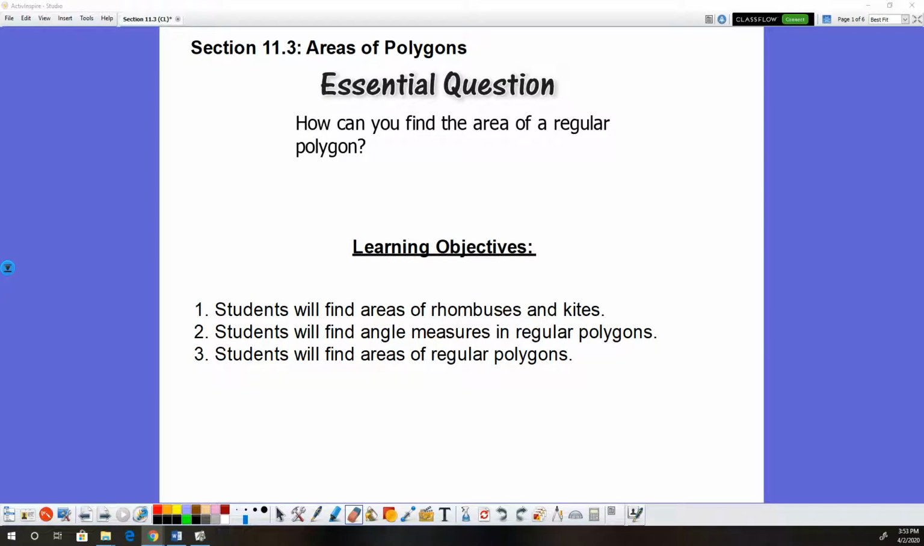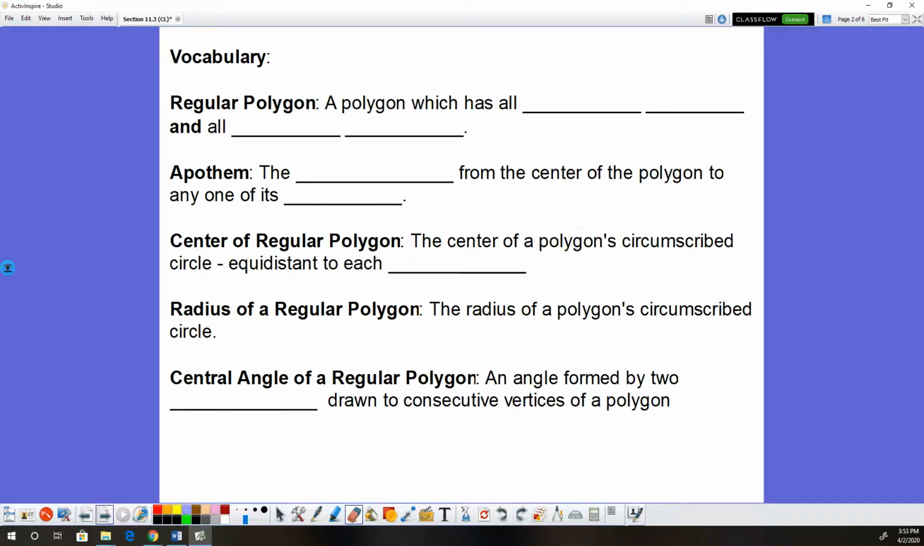Hope everything's going good. Section 11.3 is what we're going to go over today, which is area of polygons. First, let's review some vocabulary and learn some new vocabulary.